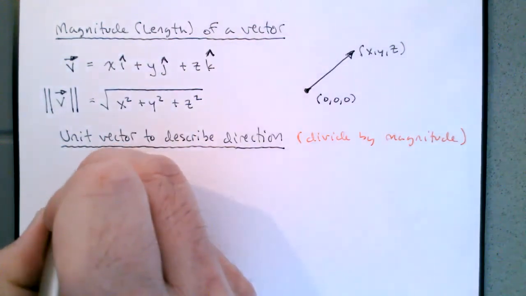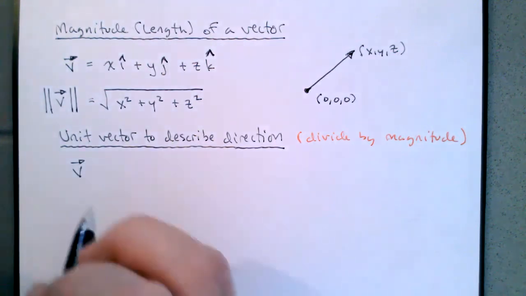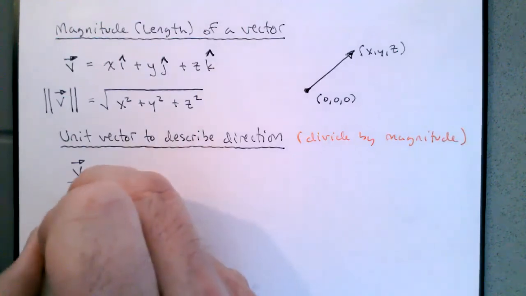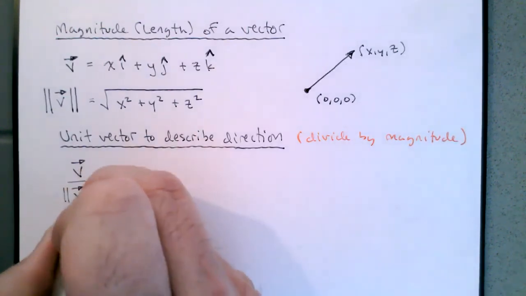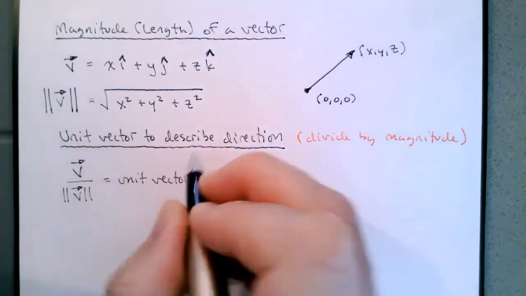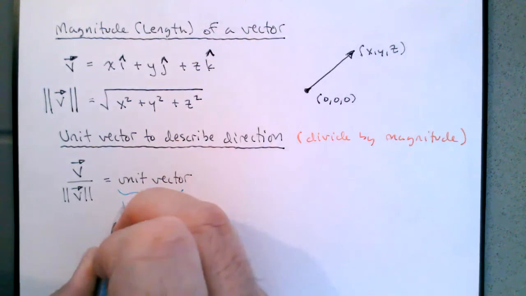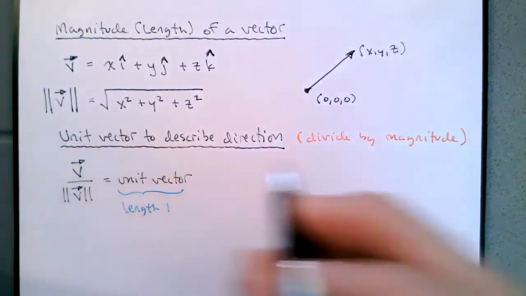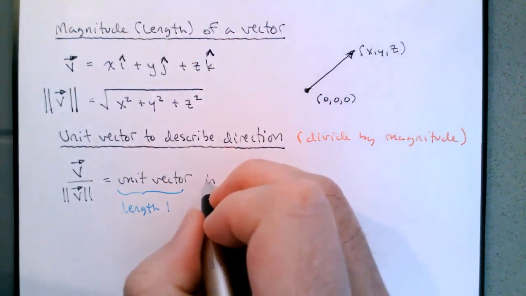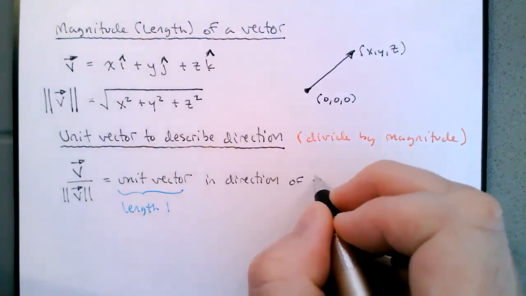So if I take the vector v, v has a particular length. If I just divide every component of v by its magnitude, so v over the magnitude of v, that is a unit vector. And unit vector means a magnitude of 1. It's a unit vector in the direction of v.